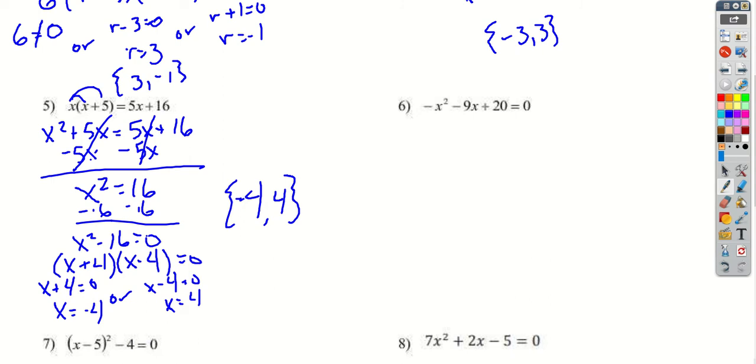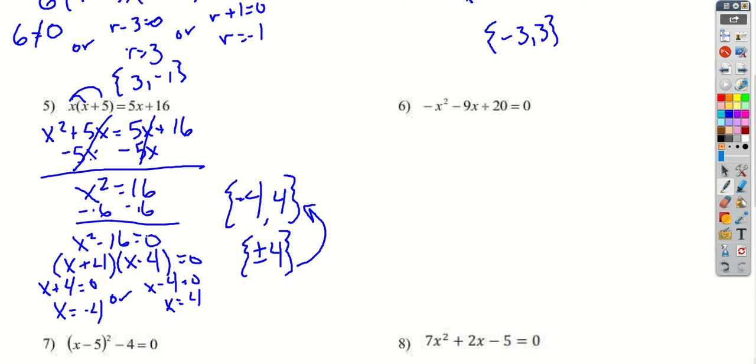Now, another way to write this, negative 4 or positive 4, is to use the plus minus sign. So if you see this written, this means the same thing as this. One answer is positive and one answer is negative. Just in case you see that anywhere, you kind of get the idea of what that means.